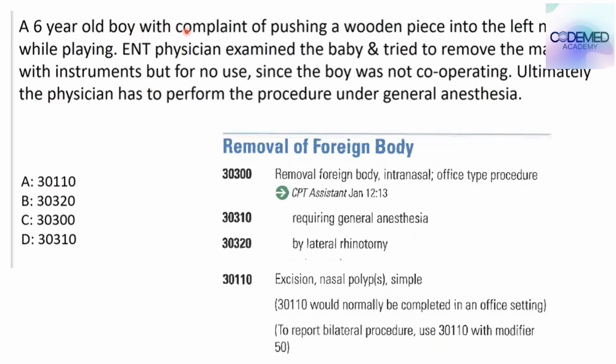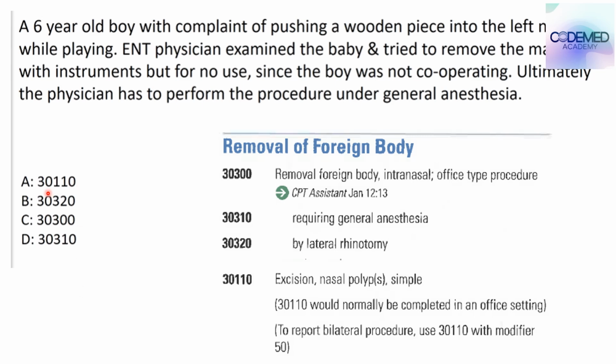A 6-year-old boy with a complaint of pushing a wooden piece into the left nostril while playing. The ENT physician examined the baby and tried to remove the mass with the instrument, but of no use. Since the boy was not cooperating, ultimately the physician had to perform the procedure under general anesthesia. And we have all these codes. You eliminate all the wrong codes to get the correct answer.